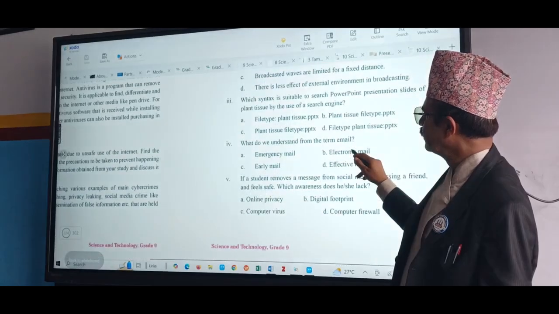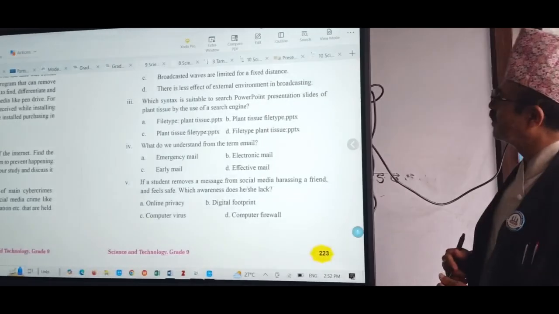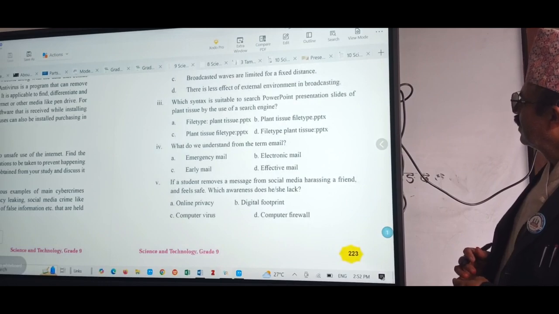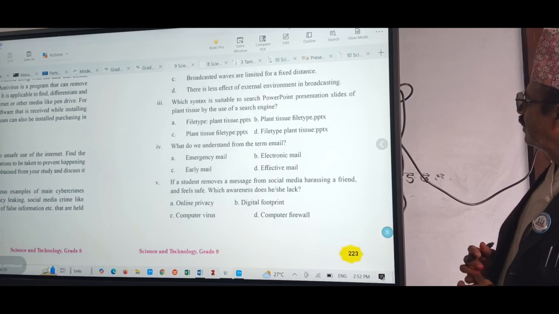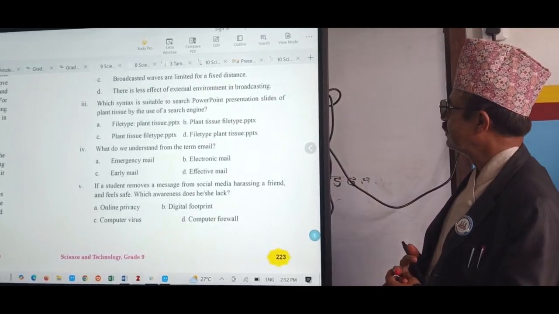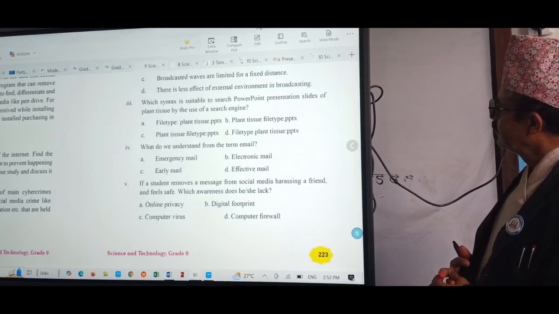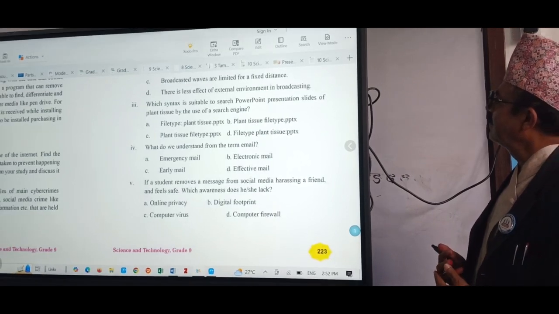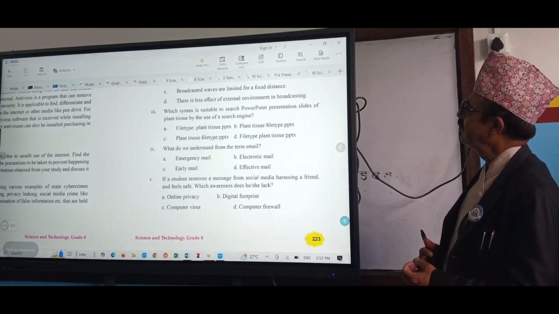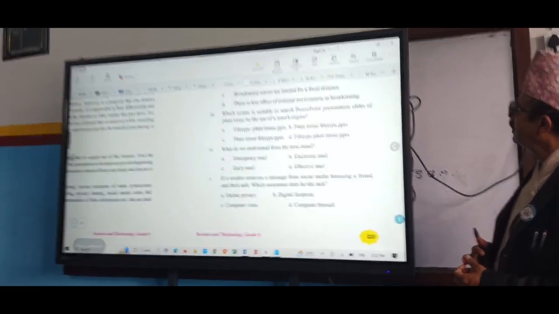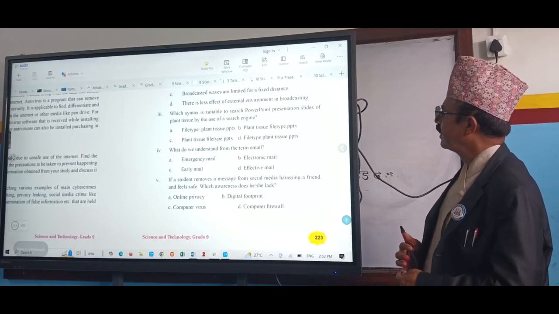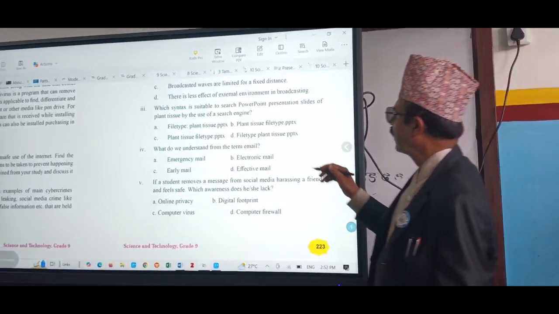Which syntax is suitable to solve this? B number, I think. B number, sir. B and number C. No sir, there is only one dot and it is a double dot. So will there be a single dot or a double dot? I think single dot, sir. Single dot will be there, that's right. So number B is correct.